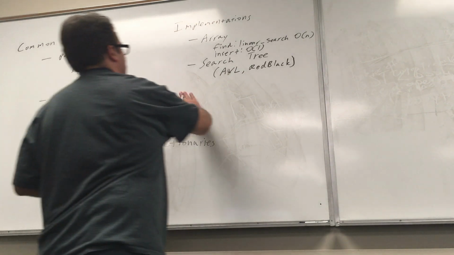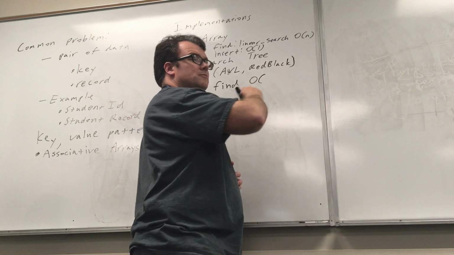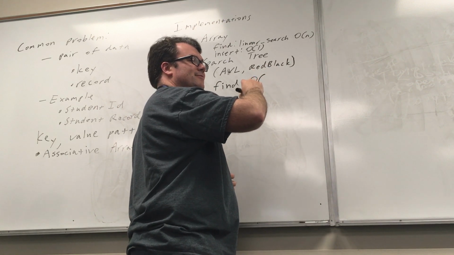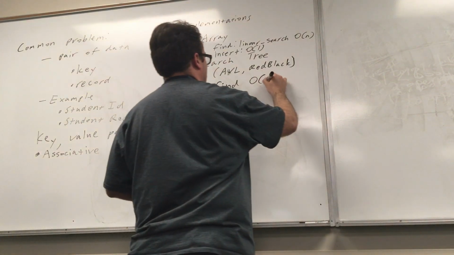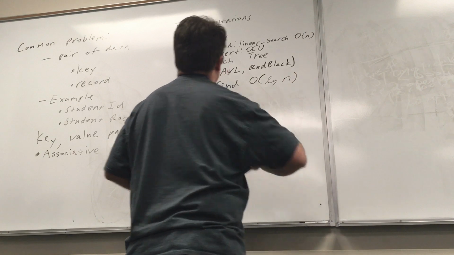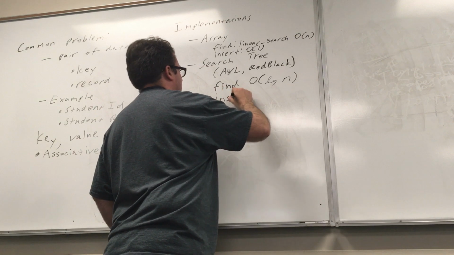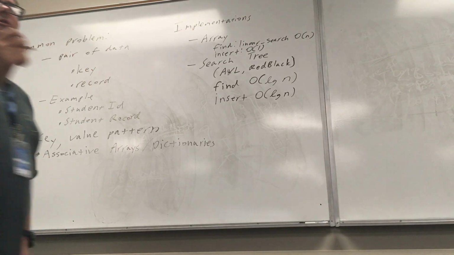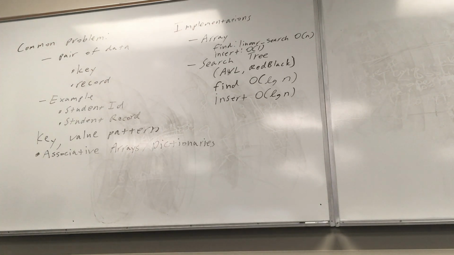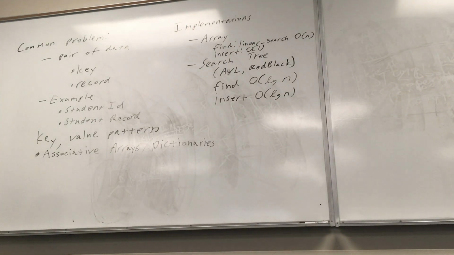With a search tree, the find operation, remember what the find's runtime was in a search tree? Log n? Log n. And then insert would also be log n, which means that insert is better in the array because the array is constant time. But we could do that. We could use an AVL tree to implement something like this.